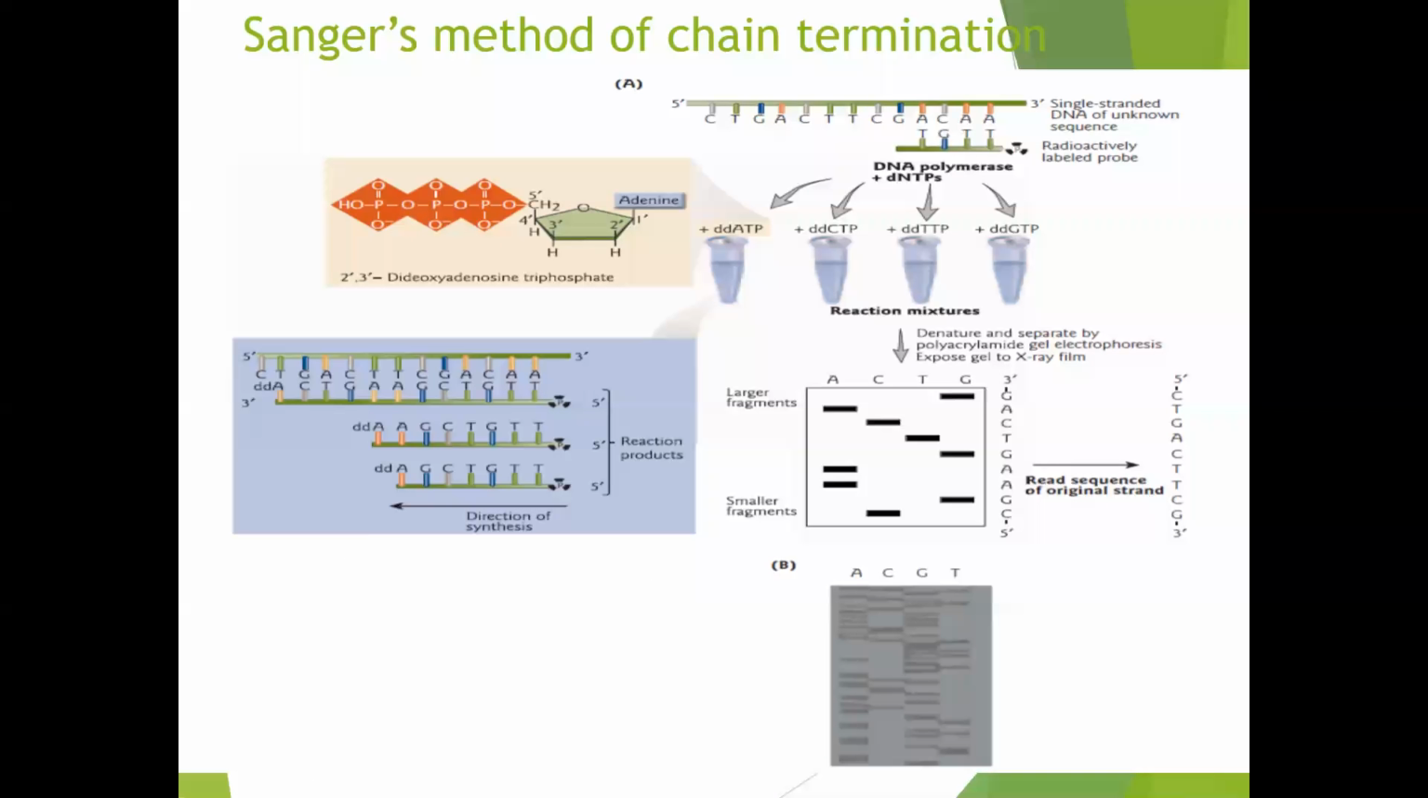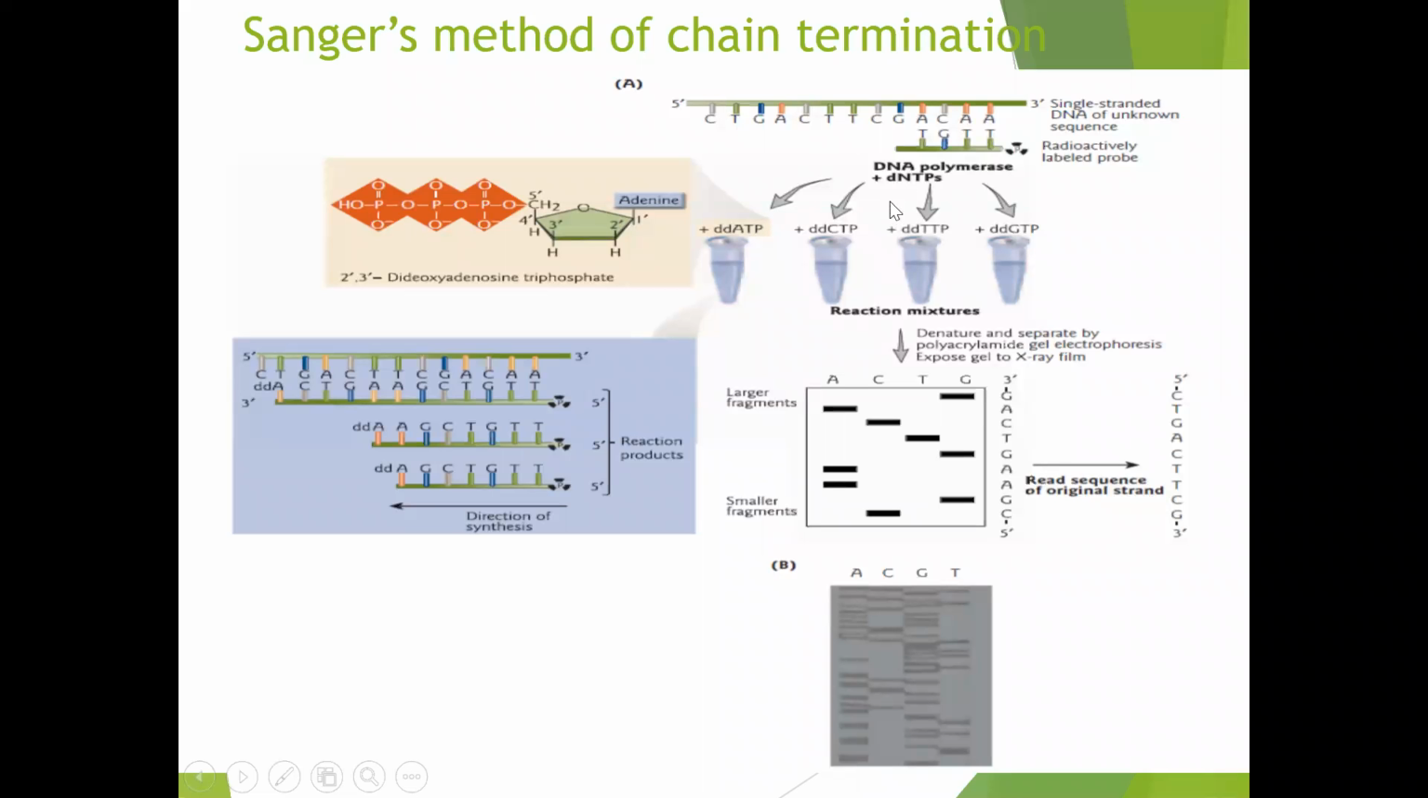See, this is how we do this chain termination method of DNA sequencing. Single strand DNA of unknown sequence, for which we have to determine the sequence. I told you one of the precursors can be radioactively labeled, or sometimes the primer we use can be radioactively labeled at the 5' end. So in this particular example, the 5' radioactively labeled primer is used. So all the 4 precursors need to be added.